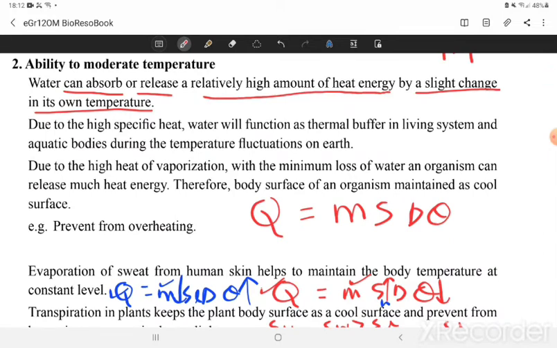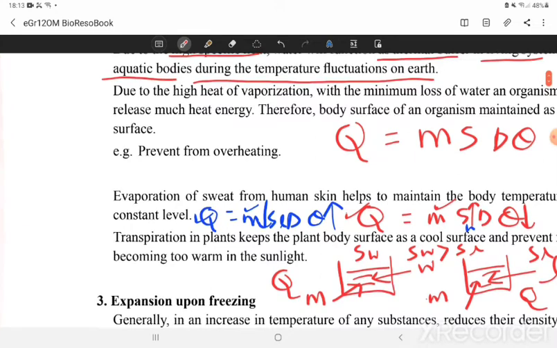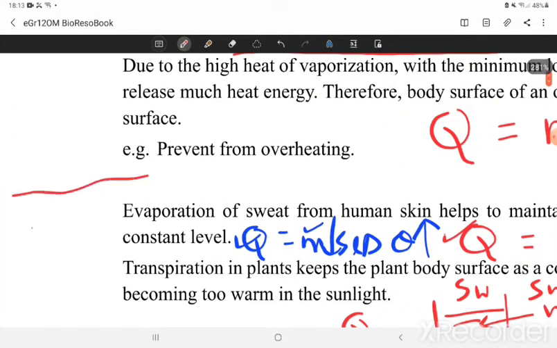Now due to the high specific heat, water will function as a thermal buffer in living systems and aquatic bodies during the temperature fluctuations on Earth. That means let's consider a lake. What can you say about the lake? Let's say the water in the lake, and this is the atmosphere, and this is the lake.